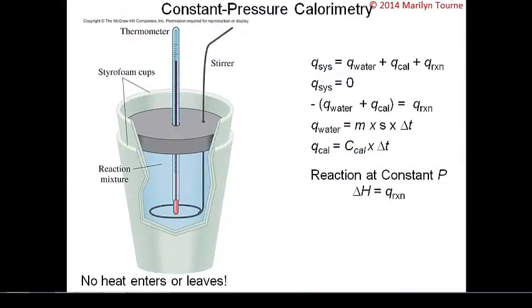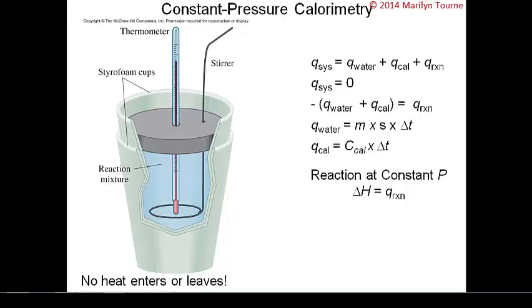Constant pressure calorimetry is used to determine the heat changes for non-combustion reactions, for example, acid-base neutralizations, heats of dilution, and heats of solution. Here, I'm showing you a very crude example of what a constant pressure calorimeter would look like. All it is, is two styrofoam coffee cups, and the outer cup helps to insulate what's reacting inside the inside cup.